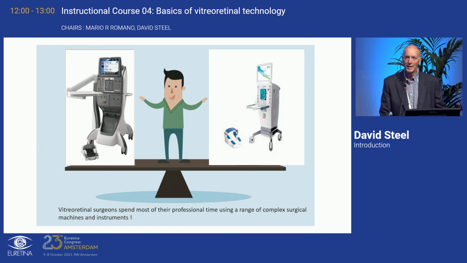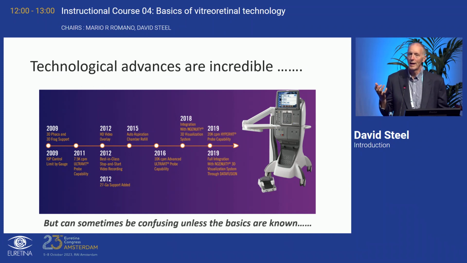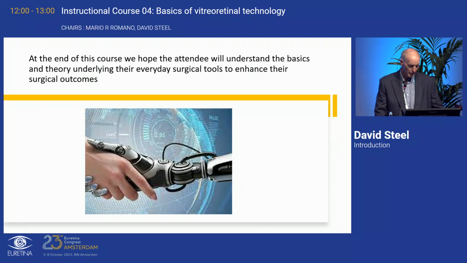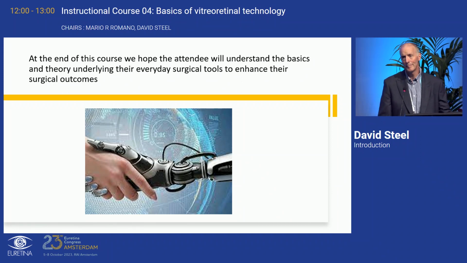So we basically spend a lot of time with our machinery doing our job. And there's a number of technological advances. This is Alcon's slide, which have come over time. The other companies could show similar slides. And sometimes it's quite difficult to keep up with what the technology advances actually mean if you don't understand the basics at the beginning. So this course is basically to recap and review those basics and theory underlying our everyday surgical tools to be able to enhance the settings and enhance their utility in everyday practice and understand why we use what we do and why the companies have made the advancements they have done.